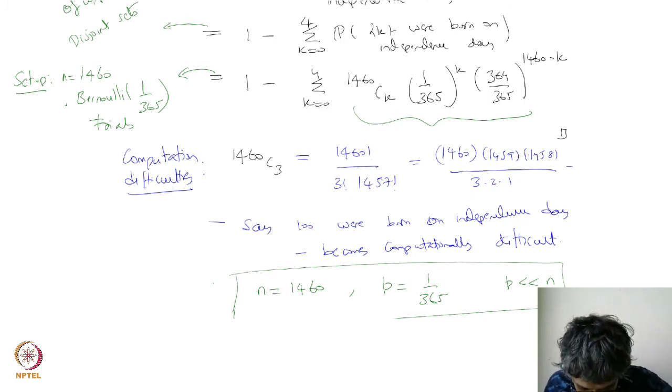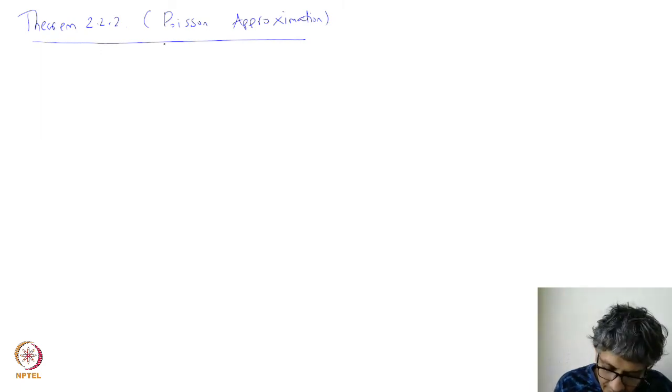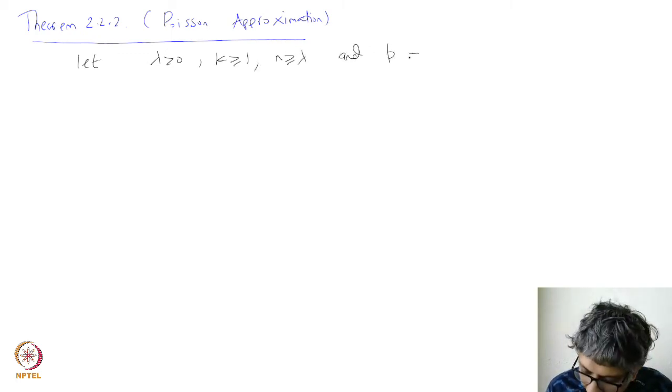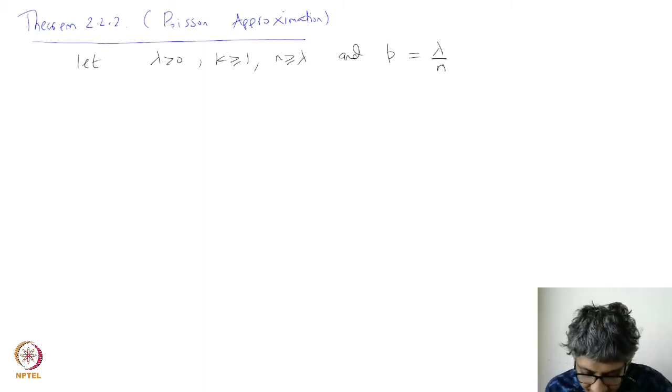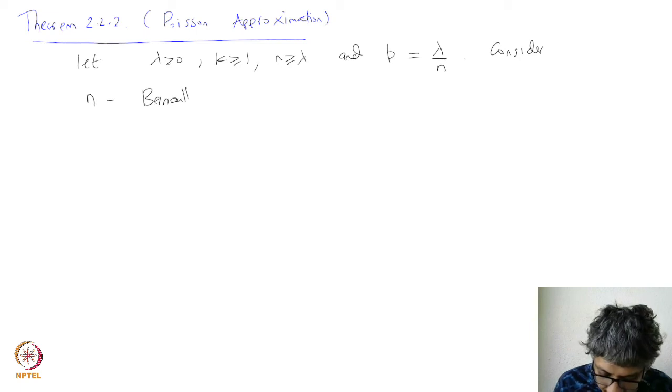So I'll close off with a theorem, which we'll show in the next class. So how to resolve the computing difficulties. The theorem is the following. It's called the Poisson approximation. Let lambda be positive, k be bigger than or equal to 1, n be at least lambda, and p be equal to lambda by n. This is something I'm setting up in the beginning. Then we consider n Bernoulli p trials.